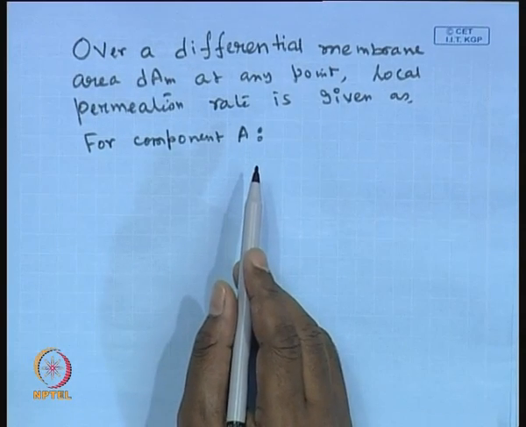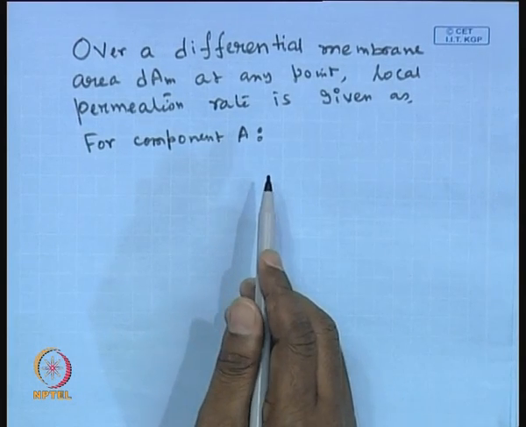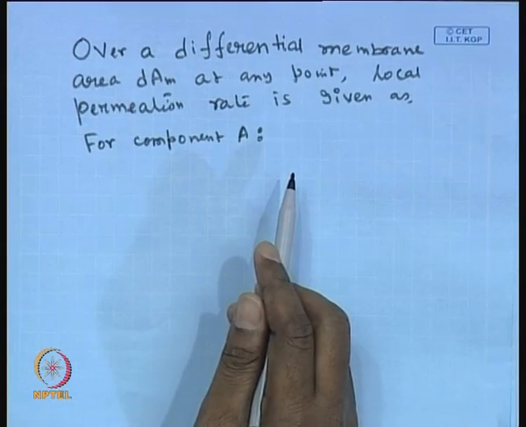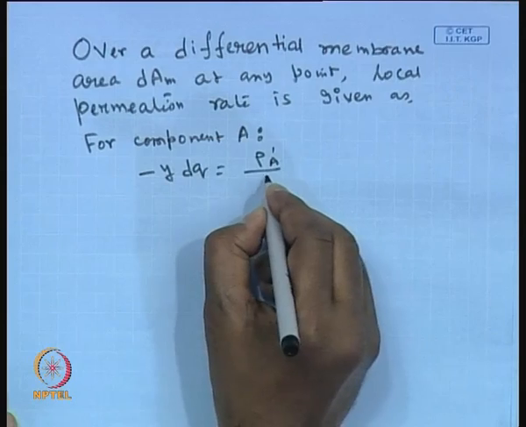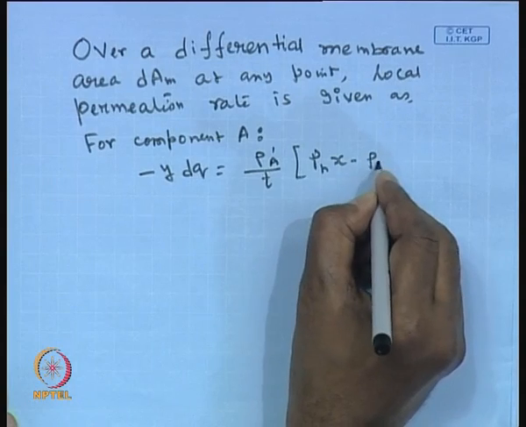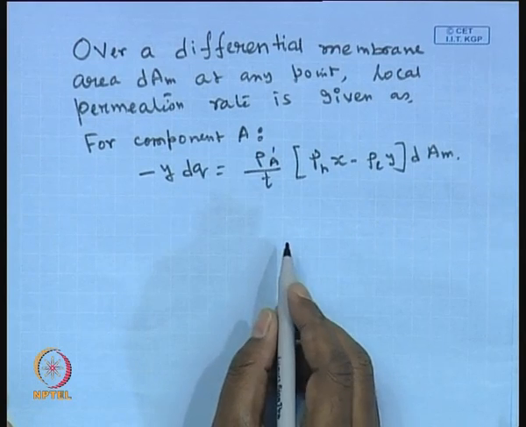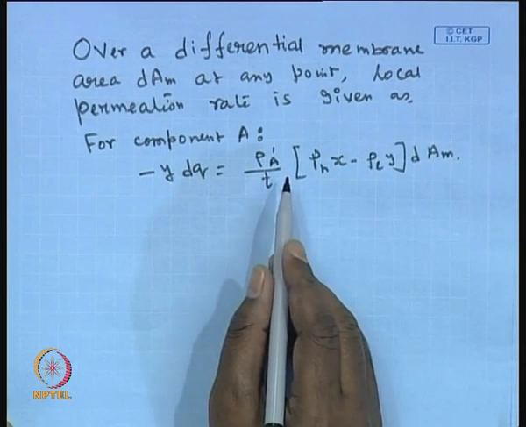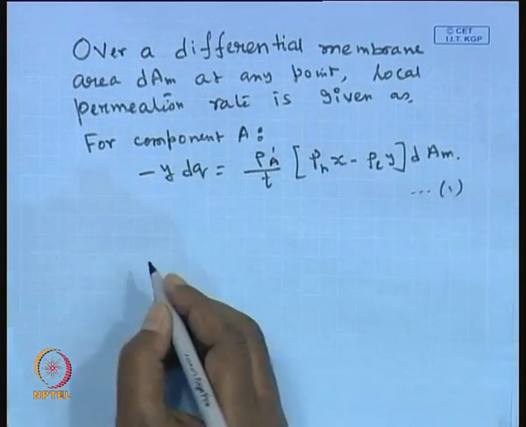Local permeation rate will be nothing but the permeability of this particular species multiplied by the driving force. What is the driving force? Driving force is the partial pressure of that particular component in the feed side minus the partial pressure of that particular component in the permeate side. So, minus y dq is equal to P_A prime divided by t, times (P_H x minus P_L y) dAm. Okay. So, t is the thickness of the membrane, P_A prime is the permeability of species A through the membrane. Let us write down this equation number 1.